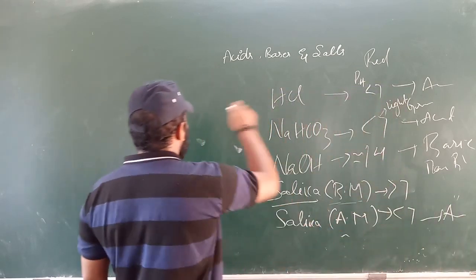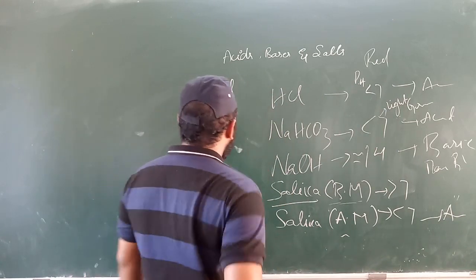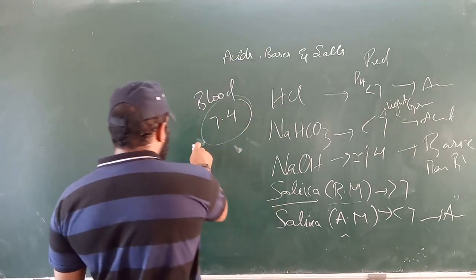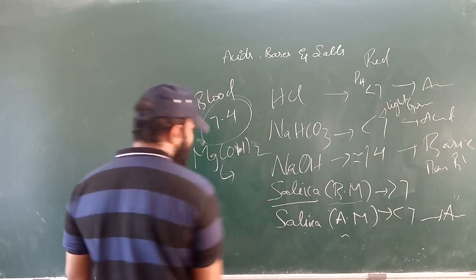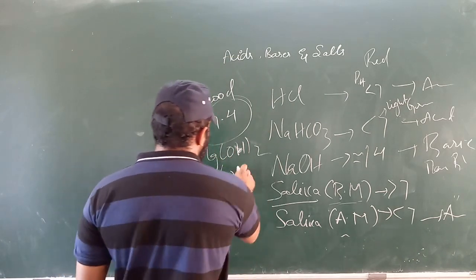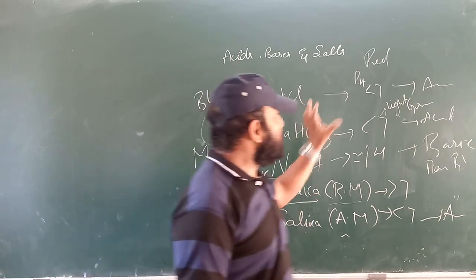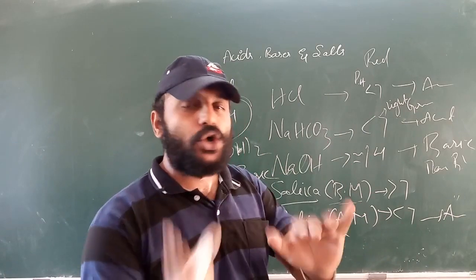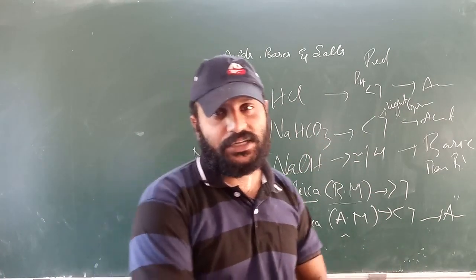If you take one more thing, the blood pH value is 7.4. What can we say? It is basic in nature. Milk of magnesia, we can observe here, is basic in nature. So what does this tell about pH value? The universal indicator will show different colors for different natures of the substance. Understood?